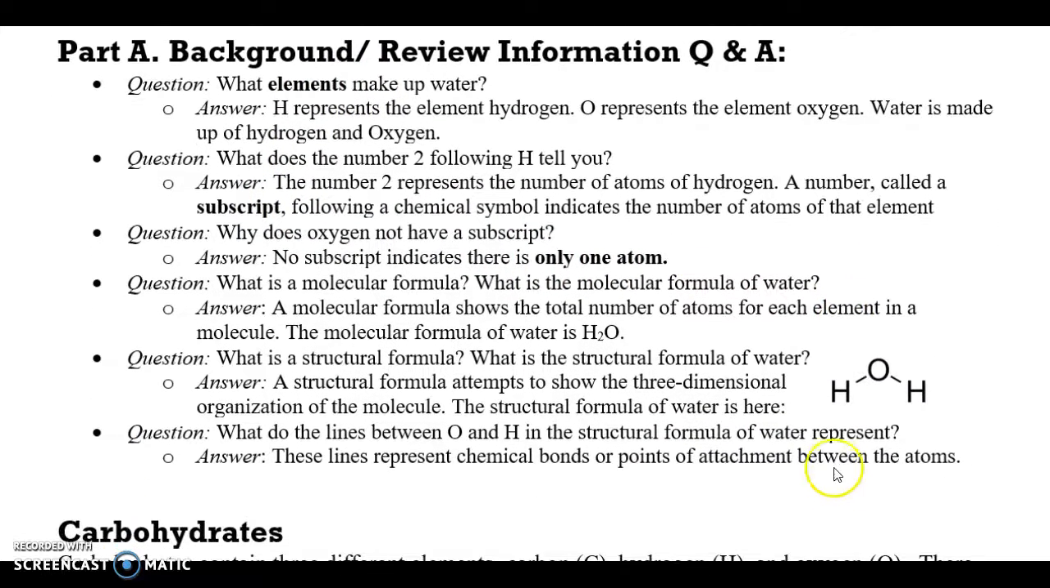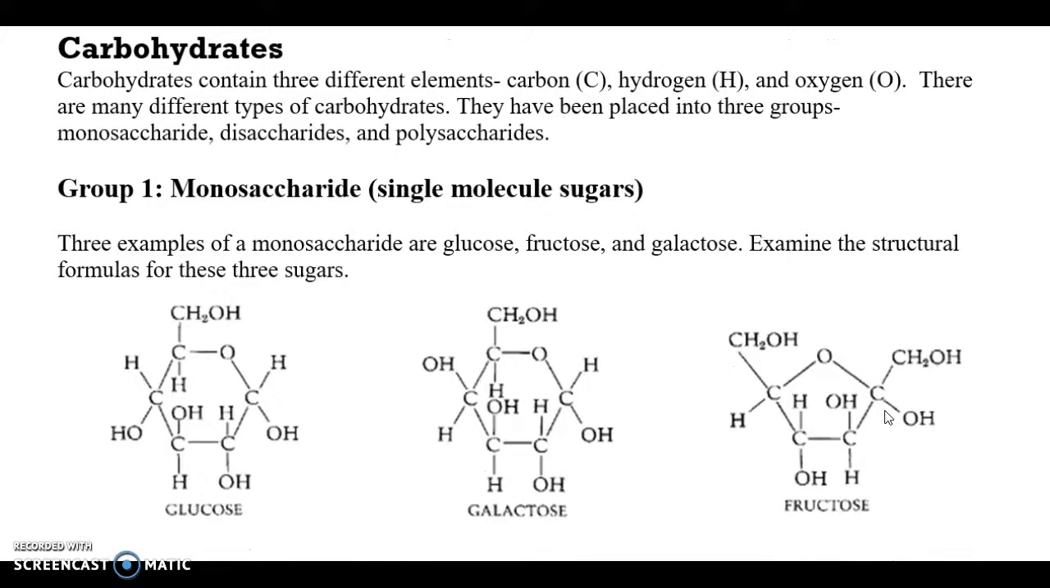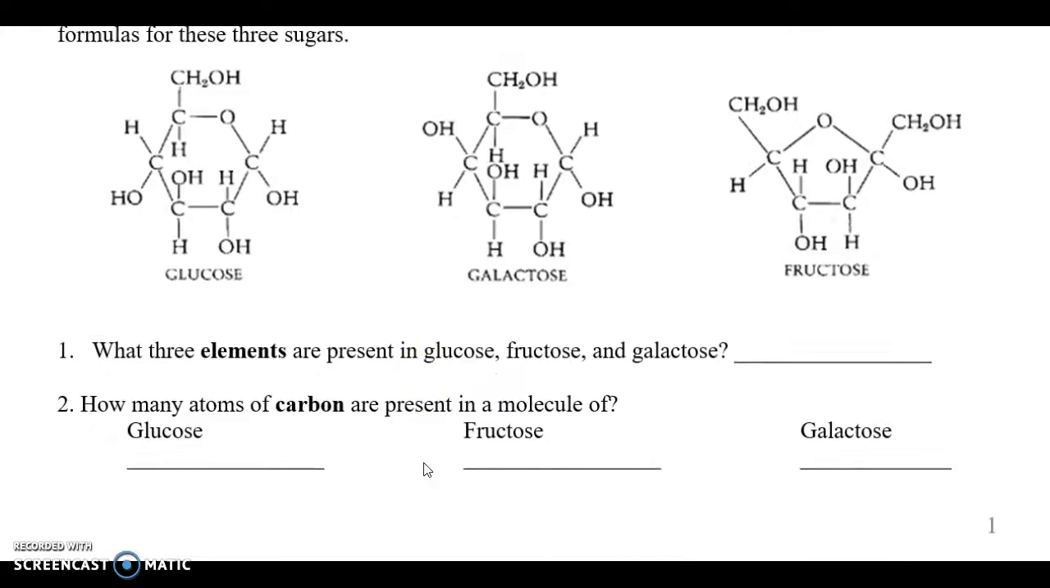So right here, for example, this is a structural formula for water. It shows not only that it's H2O, but it shows how that water molecule is arranged. When we get down here to the carbohydrates themselves, you'll see that these are their structural formulas showing how they are arranged. And for the very first questions here, they're asking you to look at those formulas and find what three elements are present. So you're going to be looking at these molecules and looking for the different letters that represent those elements. And then for atoms of carbon, they're going to want you to actually just go through this structural formula and count up how many C's are present.